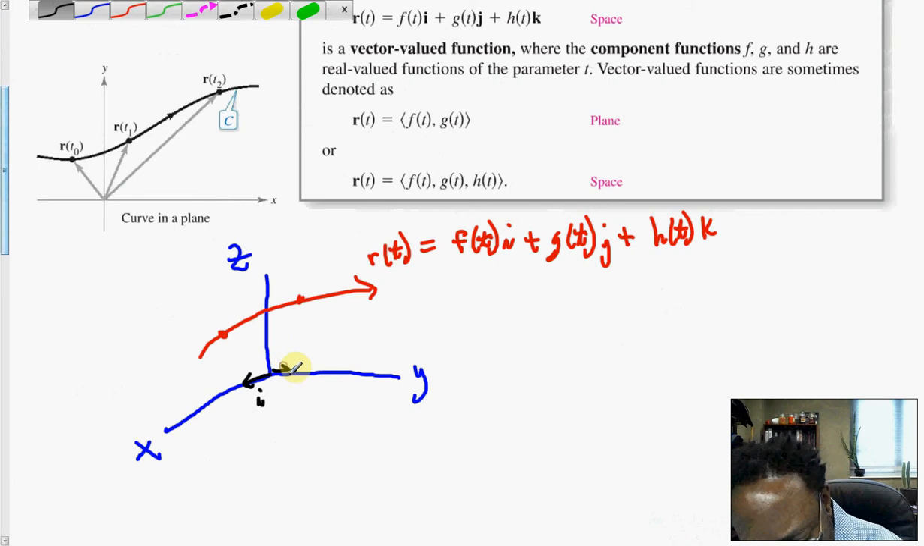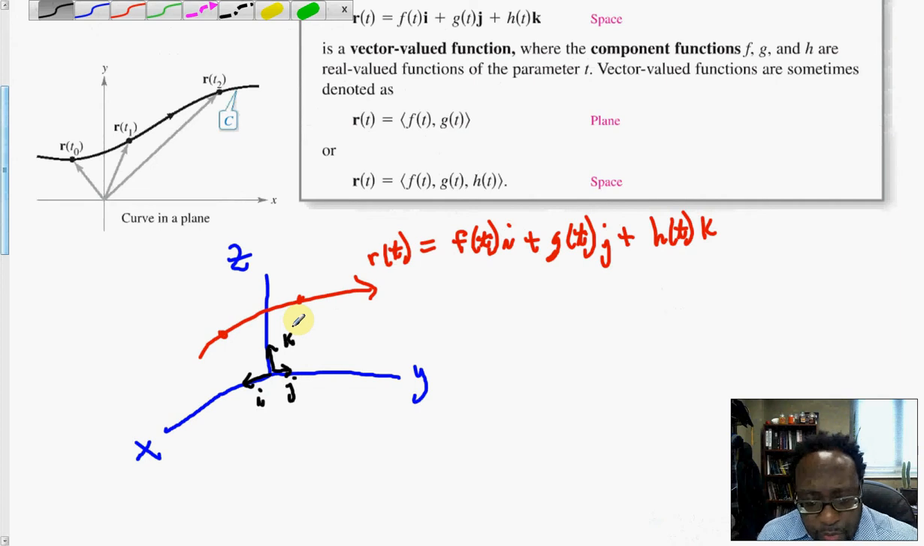j is a unit vector that runs with respect to the y-axis. And then k, a unit vector that runs with respect to the z-axis.